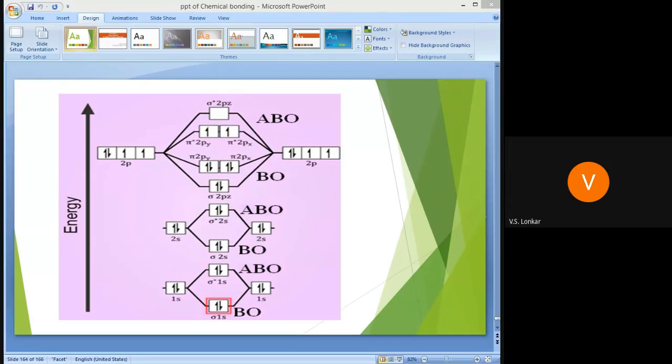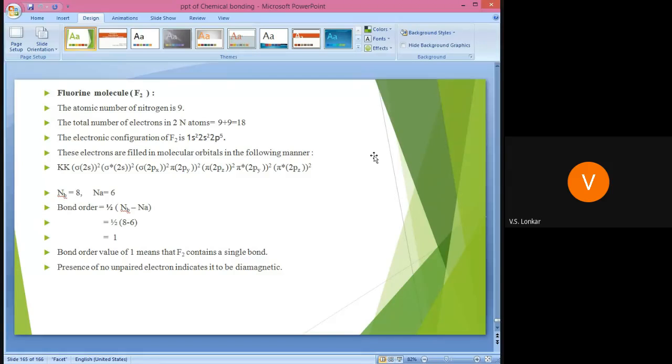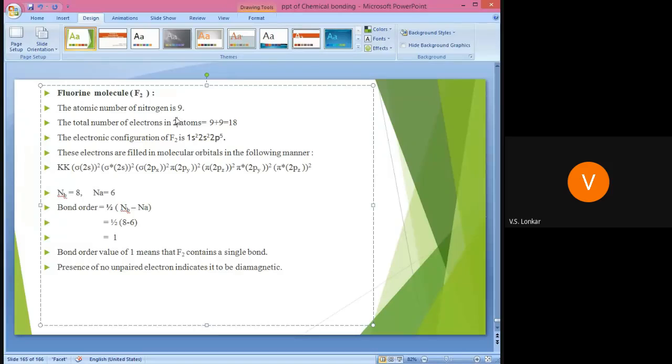That was the example of the oxygen molecule, its molecular orbital energy level diagram. Next, the fluorine molecule, the last example of molecular orbital theory, that is the fluorine molecule F2. The atomic number of fluorine is 9. Then the total number of electrons, 9 plus 9 is 18. The ground state electronic configuration is 1s2, 2s2, 2p5.